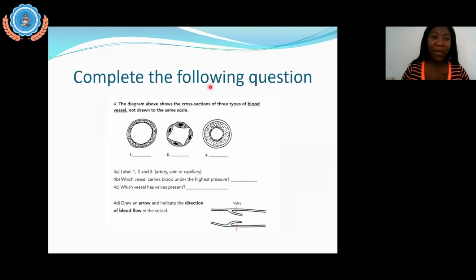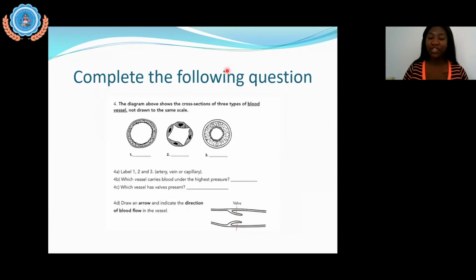So number 4 in this case, but it's number 1. The diagram above shows a cross-section of three types of blood vessels, and they're not drawn to scale. What is the answer for number 1? What is number 1? Correct. Number 1 is a vein.